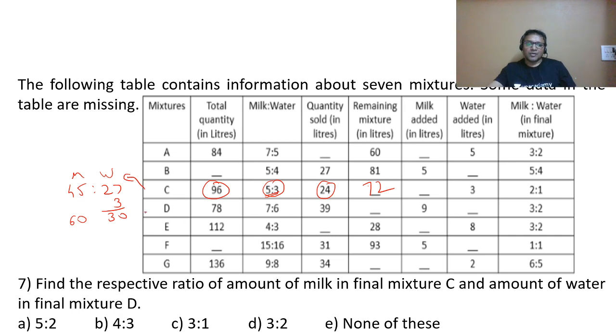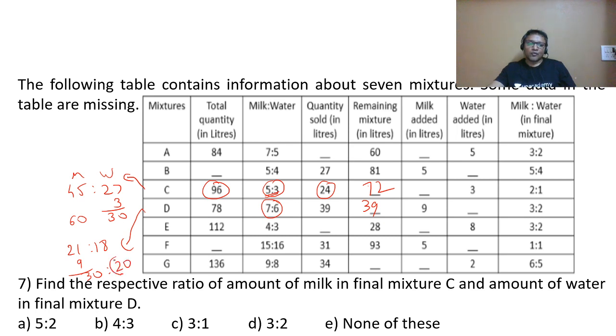And D. Now if you're coming to D, 78, 39 you sold, 39 left. 39 left in a ratio of 7 is to 6. 7 plus 6 is 13, 13 threes are 39. So 21 is to 18, because 7 threes are 21, 6 threes are 18. You add 9 liters of milk, so it becomes 30. Ratio of 3 is to 2, so this becomes 20.